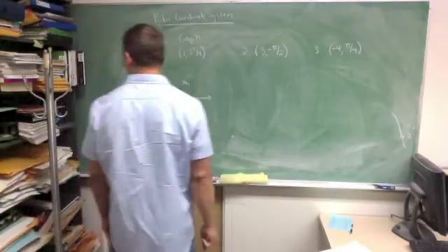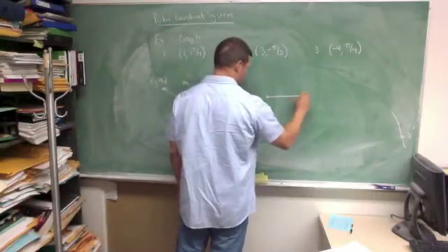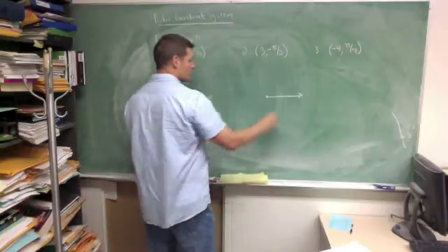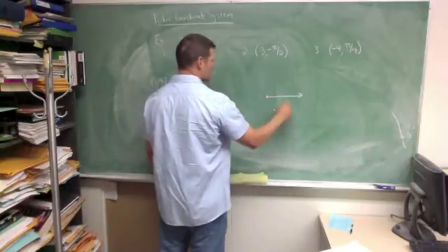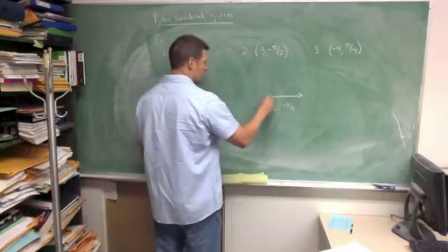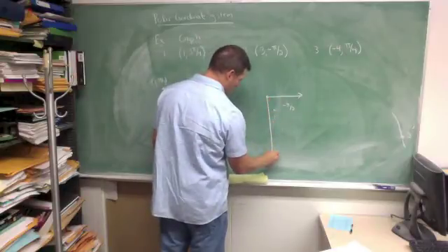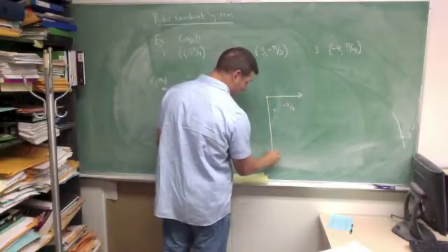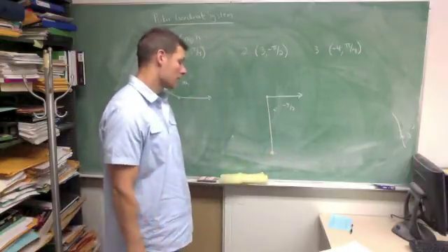Now if we want to graph the point 3, negative pi over 2, start off with our polar axis. First go negative pi over 2. Since it's negative, we go clockwise, and then we get 3 as a distance, so 3 is much larger than 1. So we'll have it right down there. Okay, so that's 3, negative pi over 2.